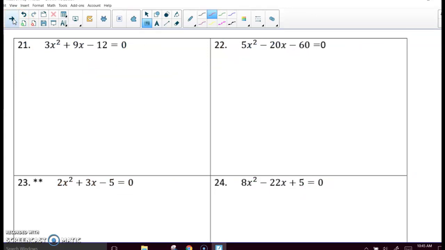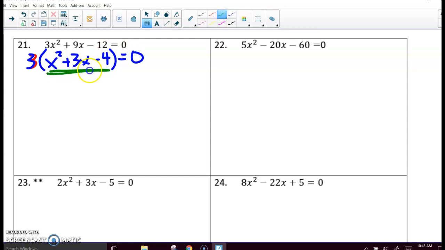Number 21. 3x squared plus 9x subtract 12 equals 0. When we factor, we first always look for our greatest common factor. Of my three terms, they all three are divisible by 3, so my greatest common factor is 3. What do I take times 3 to get 3x squared? That's x squared. What do I take times 3 to get 9x? That's 3x. And what do I take times 3 to get minus 12? That is minus 4.